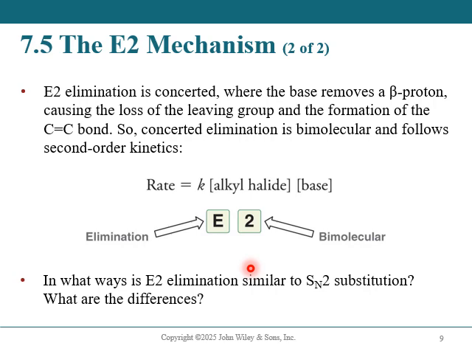So E2 elimination is bimolecular because it involves two species and follows what we call second order kinetics. So first order involves one species, raised to the one, second order, one plus one, that will be 2.